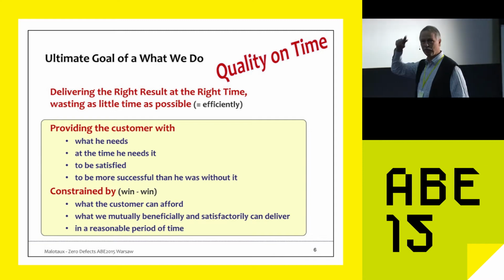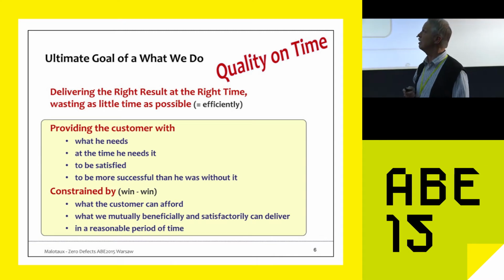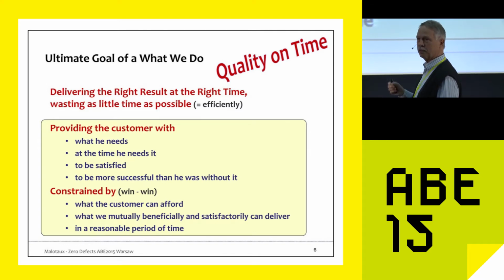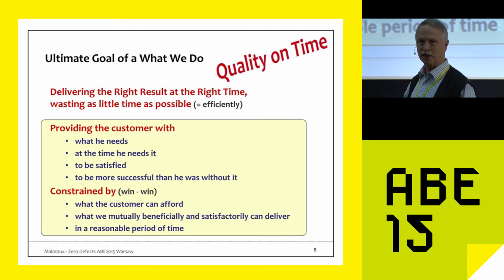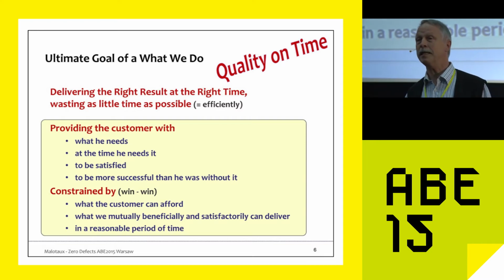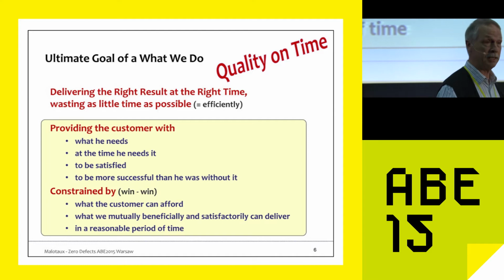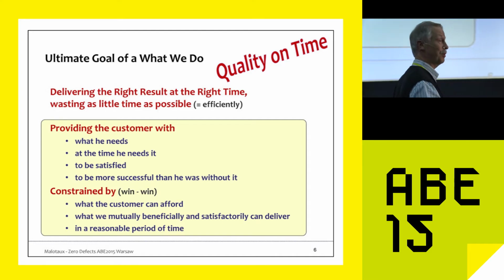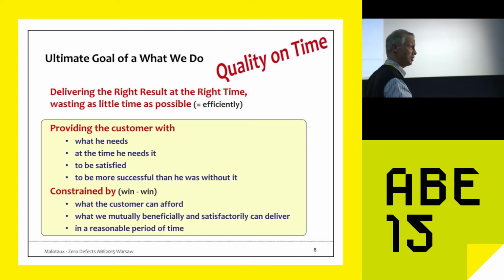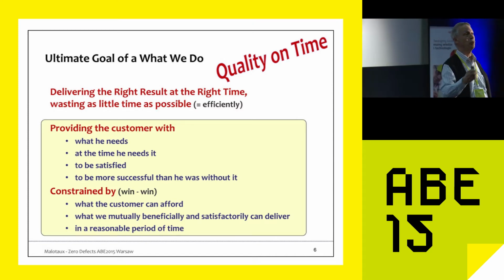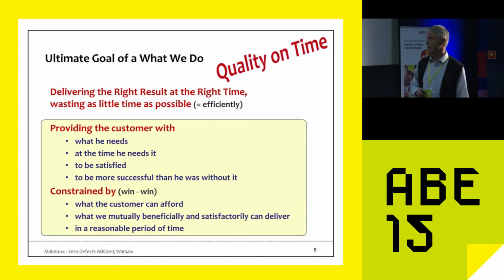So, you may remember this picture from my previous talk. My ultimate goal of what we do: delivering what the customer needs, which usually is not what he says, at the time he needs it, which usually is earlier or later than he says, to be satisfied than he wants to pay, and to be more successful than he was before. If he's not successful, he cannot pay. If he's not more successful, why would he pay?